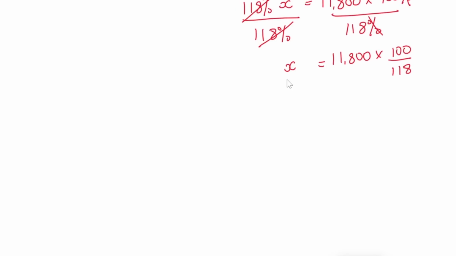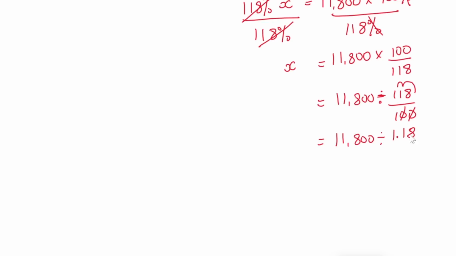So we continue, like we did before. It's going to be 11,800. What's the reciprocal? When we put a division sign, we write the reciprocal of this, which is 118 over 100. Of course, this is the same as saying 11,800 divided by 118 over 100. That 0 goes, decimal point moves behind, that 0 goes, decimal point moves behind, we end up with 1.18.